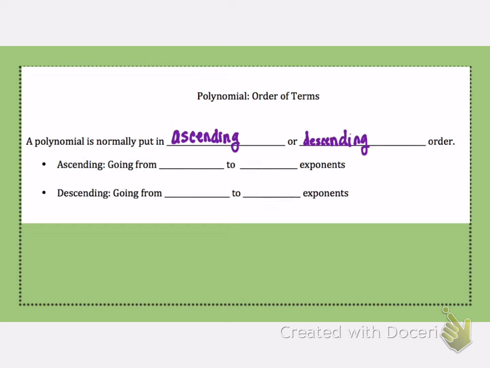So what that means is that if it's going in ascending order, it means it's going up. So that means you're going from lesser to greater exponents. If it's in descending order, you're going from greater exponents to lesser exponents.